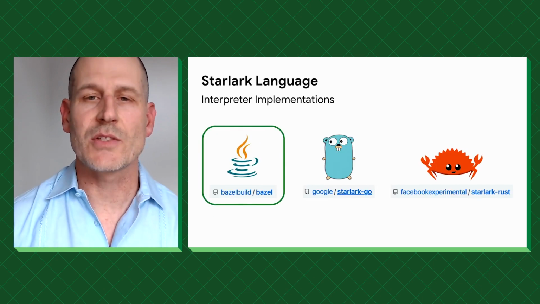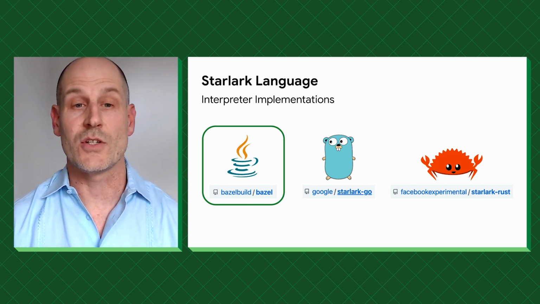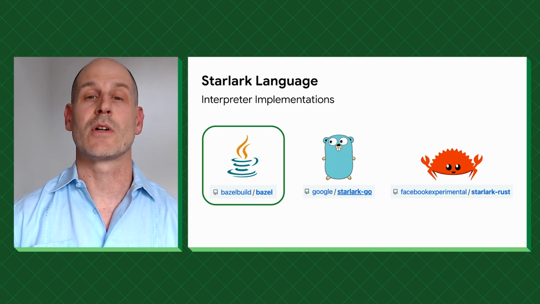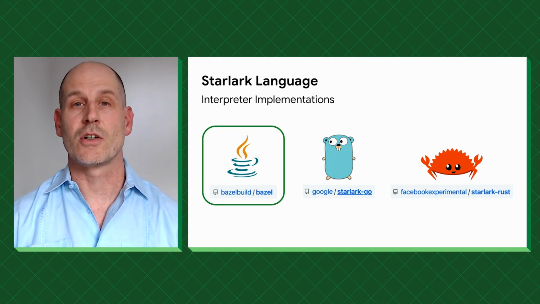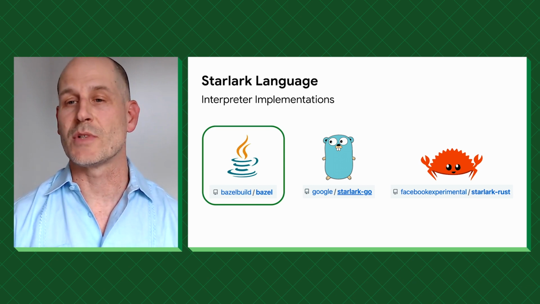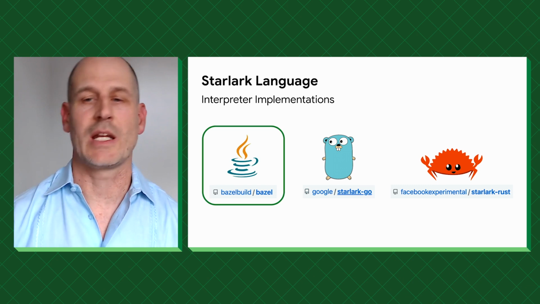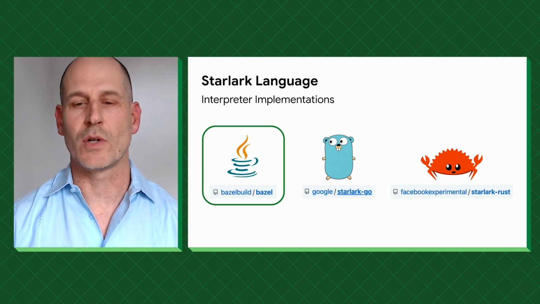Since we're talking about Starlark, it's worth mentioning there are three implementations. The one written in Java, which is inside the Bazel build code base. There's also a mature Go implementation, as well as a Rust implementation, whose maintainership has recently transitioned to Facebook. All three have their own debugging capabilities, but we'll just be looking at the one inside Bazel today.